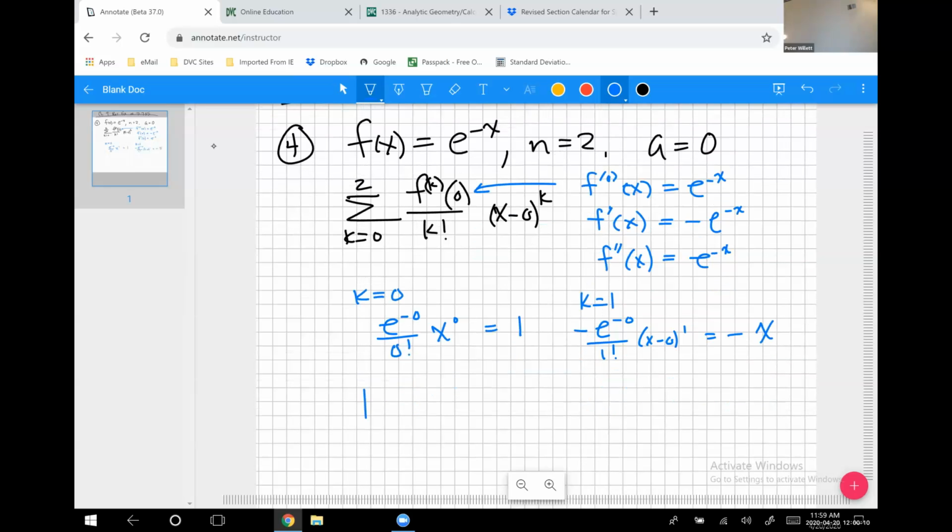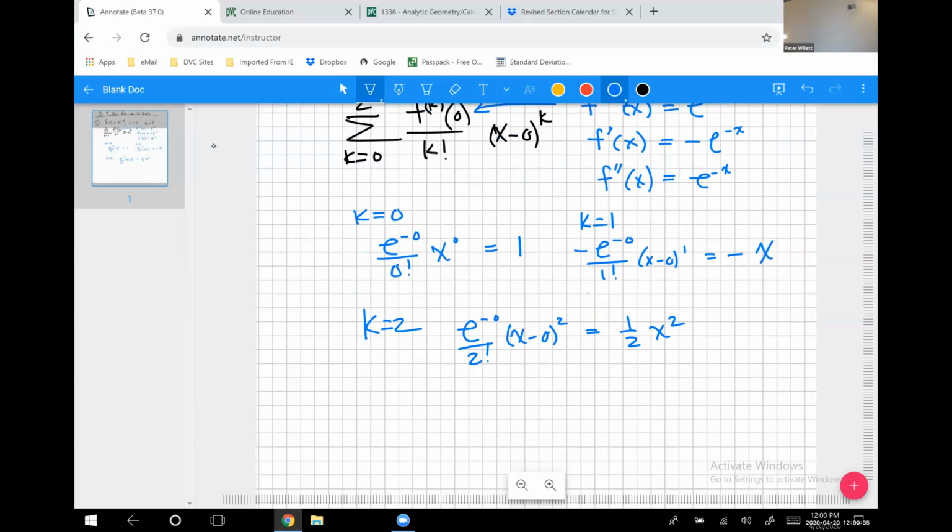And then finally, when k is equal to 2, looking at the second derivative, it's back to e to the minus x. I would get e to the minus 0 over 2 factorial times x minus 0 to the second power. So that's a 1 over a 2. So that would be 1/2 x squared.